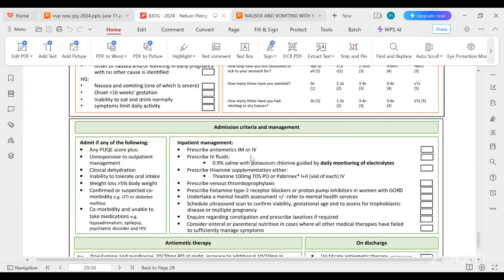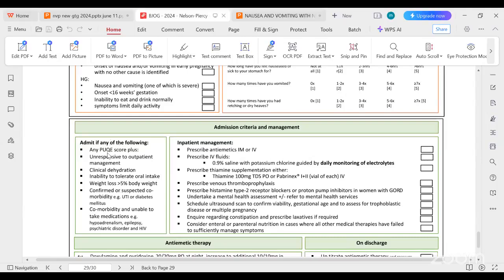The next step is the provision of fluids, and this fluid should contain potassium chloride along with daily monitoring of electrolytes. Then we have to prescribe her thiamine supplementation. Then we have to do venous thromboembolism prophylaxis, and you have to tell me the score, okay? All of you have to tell me the score. Then prescribe the histamine receptor antagonist. Then mental health assessment plus referral to the mental health services. Then schedule. So these are the points when we have taken the patient as an admitted patient.